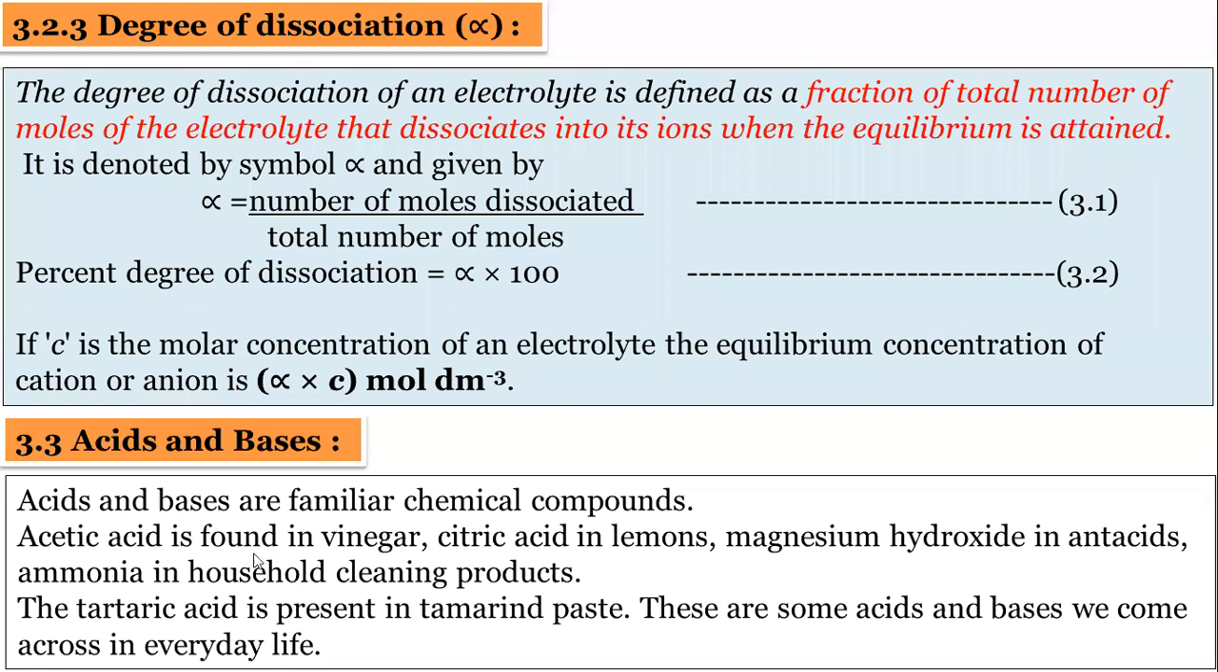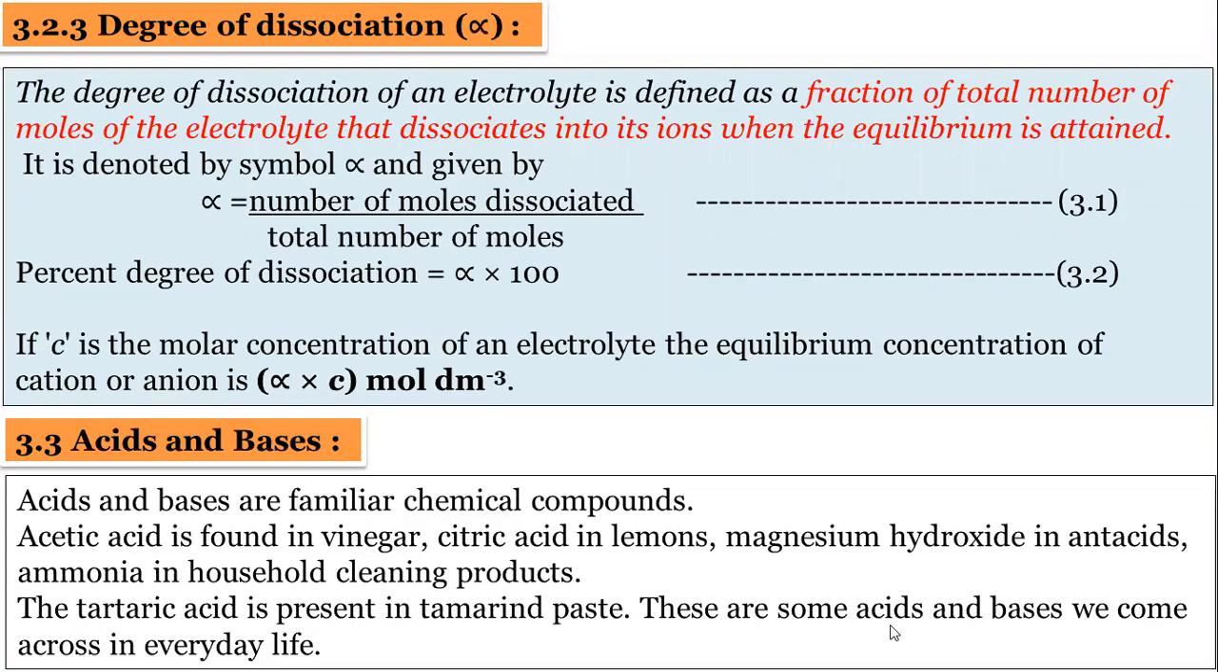Acetic acid is found in vinegar. Citric acid is found in lemons. Then magnesium hydroxide is used as an antacid; actually, it is a base. Then ammonia is also a base, which is used in household cleaning products. Then tartaric acid is present in tamarind. These are some acids and some bases we come across in our day-to-day life.